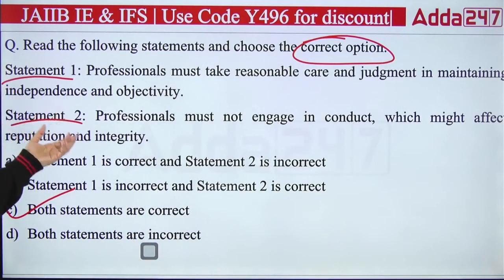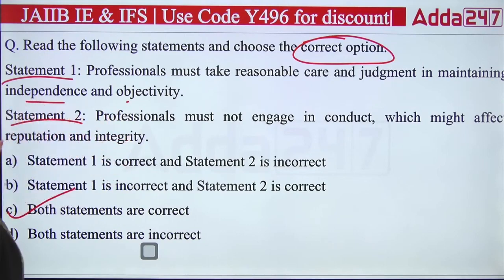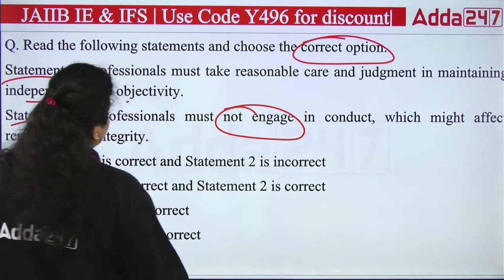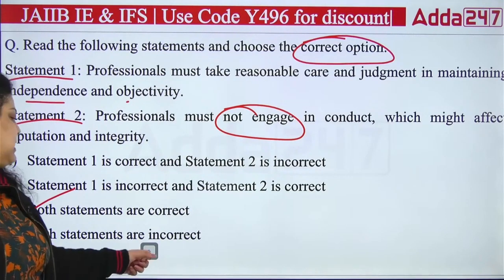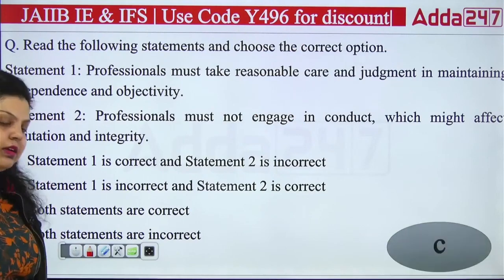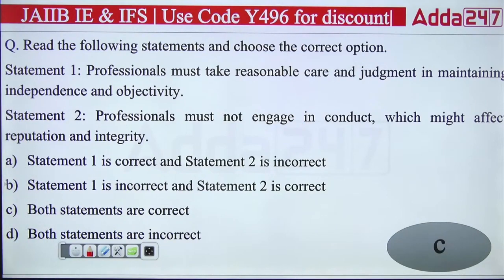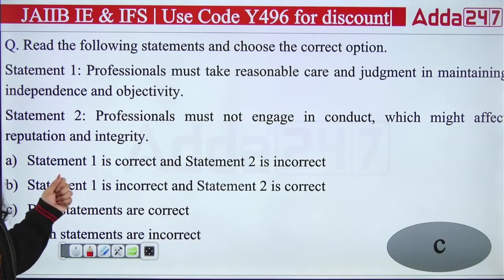They must not engage in conduct which might affect the reputation and integrity. They should not engage in such kind of activity. First is also correct. You have to take reasonable care and judgment in maintaining independence and objectivity. So the right answer is both are correct. The C option is correct. Okay, both the statements are correct here.